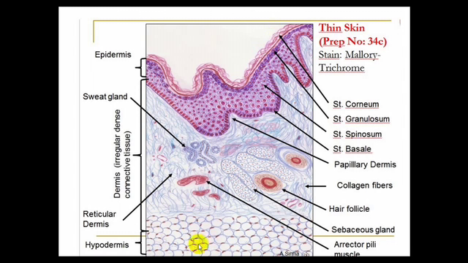Now we're talking in detail about each one of these zones. Starting with the renewal layer that's responsible for the renewal of these cells. It's the stratum basale, or called stratum germinativum. It's the deepest layer of the epidermis, supported by a basement membrane.